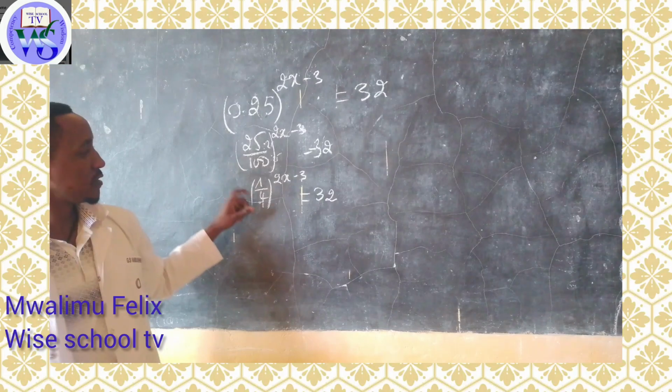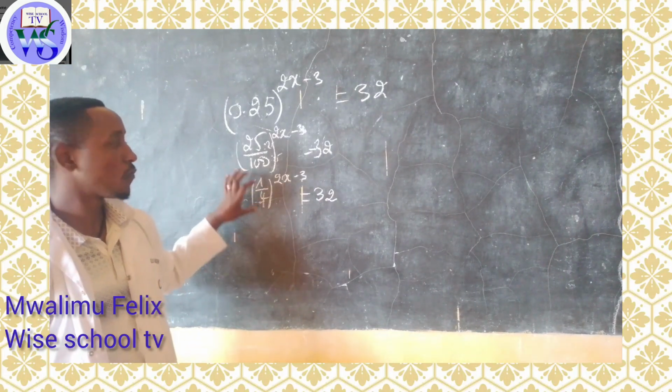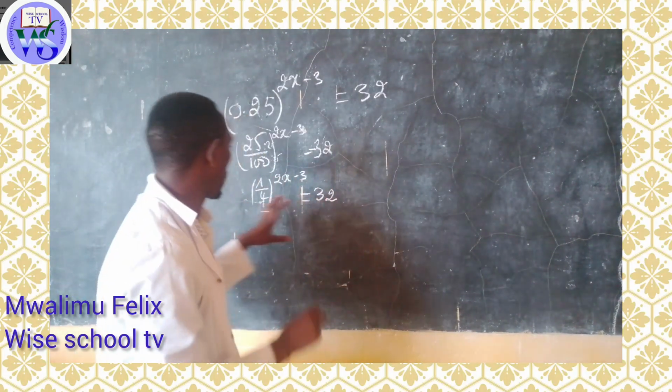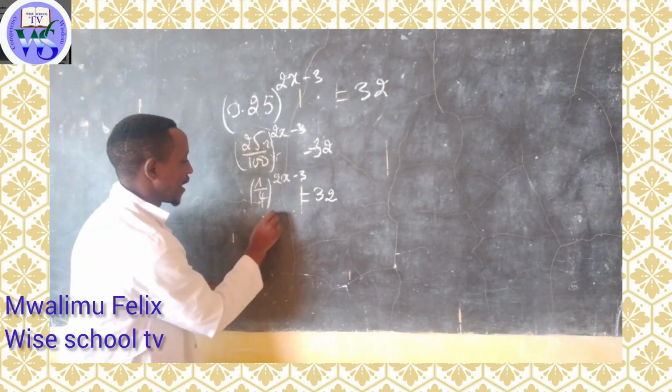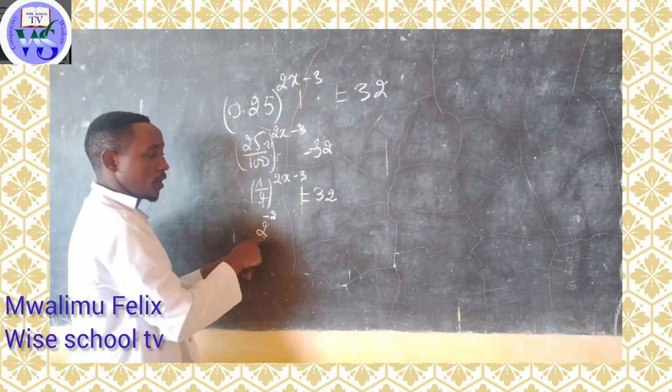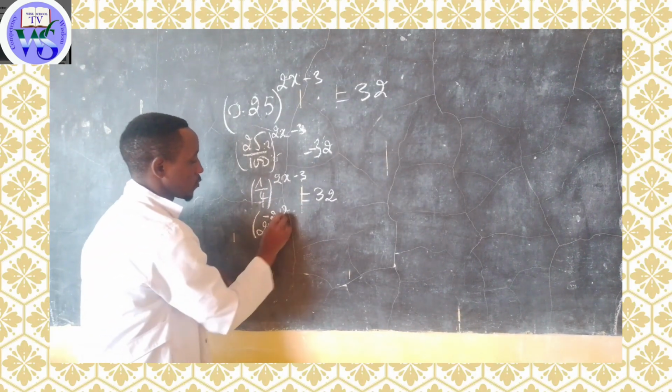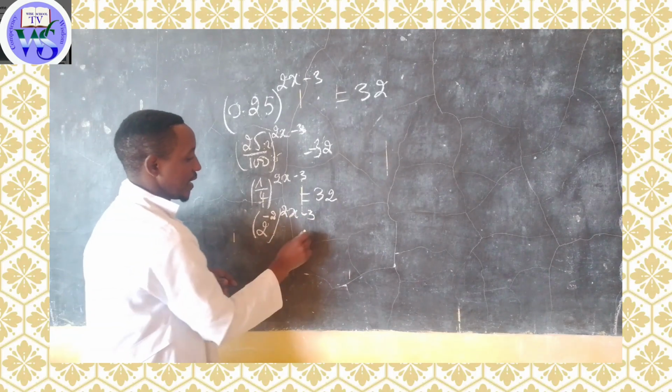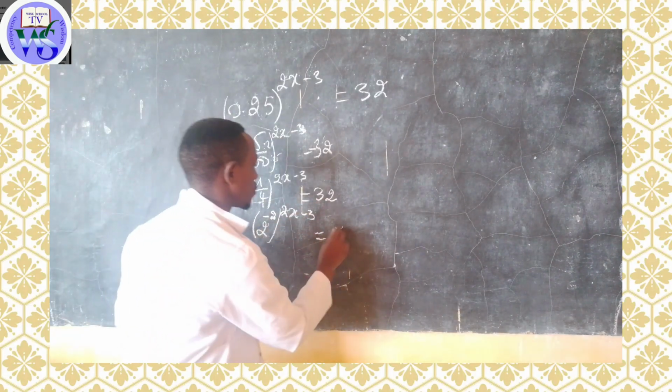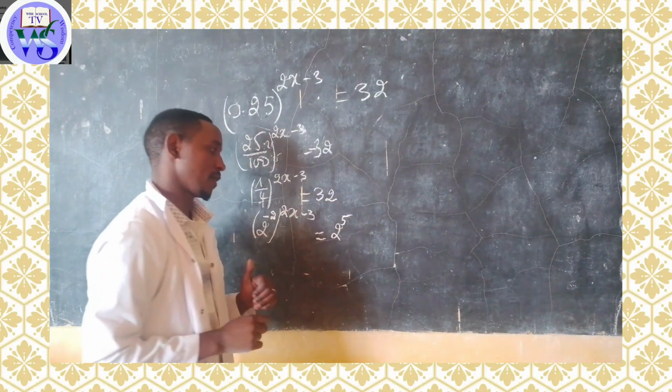When you use power notation, 1 over 4 is equal to 2 power minus 2. This is equal to 1 over 4. Then power 2x minus 3 is equal to what? This is equal to 2 power 5.